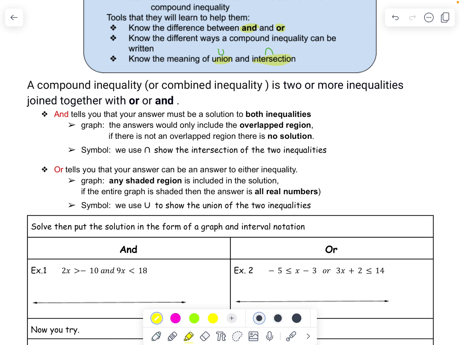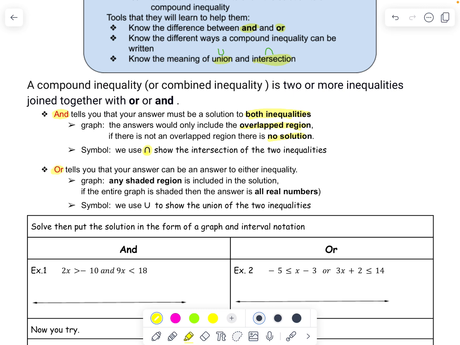Okay. So a compound inequality or combined inequality is two or more inequalities joined together with an or an and. So let's talk about and first. When do we use and? Well, and tells us that the answer must be a solution of both inequalities, right? So in a graph, we would be looking at overlapped regions, right? And if there were no overlap regions, there'd be no solution, right? The symbol that we would use for and is this symbol, okay? And it shows the intersection.